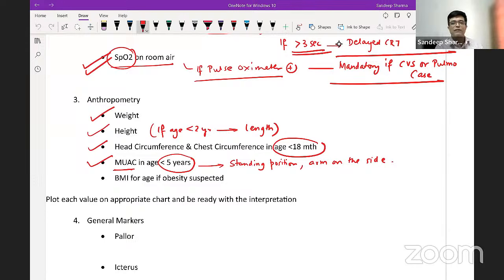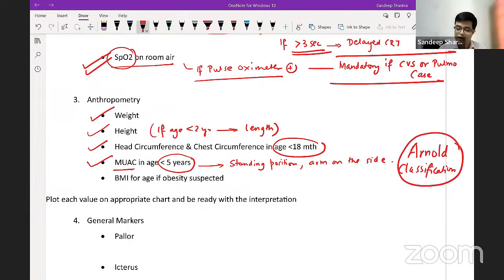Moderate malnutrition; below 11.5 is severe malnutrition. And what is the modification of this? You will say Shakir tape. Viva will go in that direction, and they can ask you MUAC for age classification is called as which classification? MUAC classification is also called the Arnold classification. So if you have a malnutrition case, there is a possibility of the Arnold classification being asked in the exam.